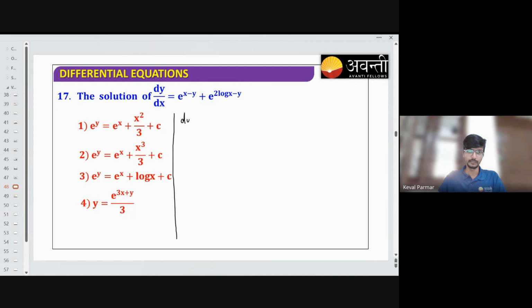I can write the equation as dy over dx is equal to, I can take e raised to minus y common. So I'll be left with e raised to x plus e raised to 2 ln x. And if I cross multiply, I'll get e raised to y dy is equal to e raised to x plus, here I can simplify e raised to ln x square dx.